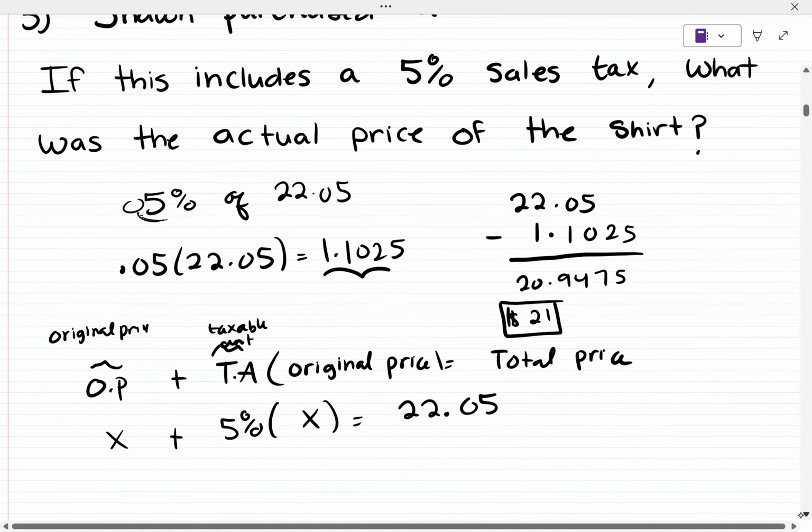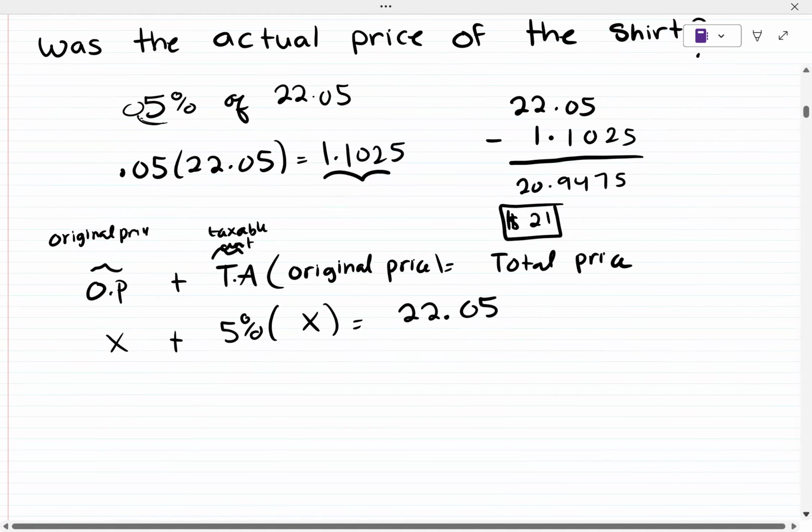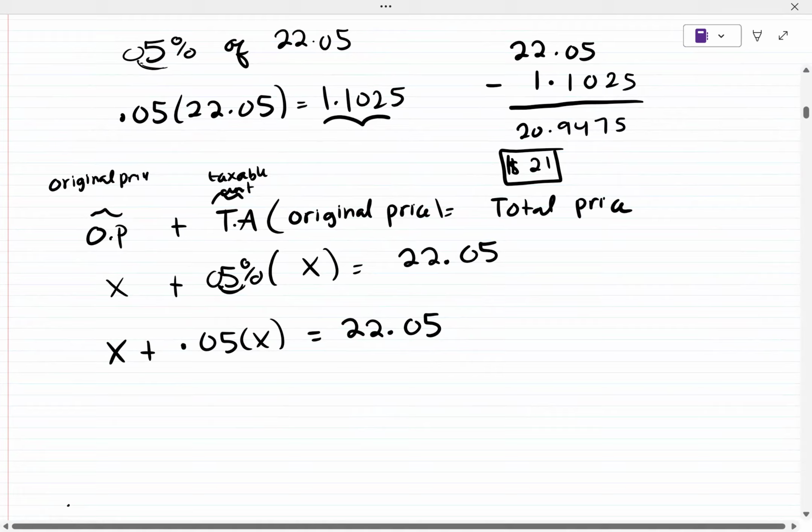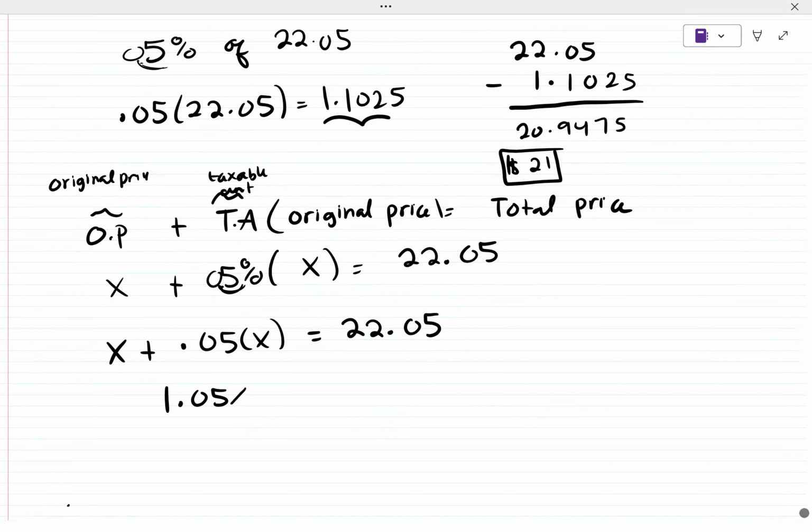And then if you clean this up a bit, this is going to be X, or you could say 1X, up to you. How do we convert percentage to decimal? Just move it two places to the left. So that's 1, 2. So that'd be 0.05x equals 22.05. And then clean this up a bit. So what's 1x plus 0.05x? And that is 1.05x equals 22.05. Solve for x by dividing both sides by 1.05.